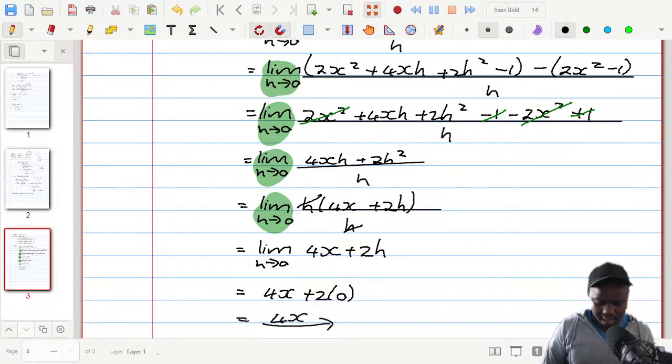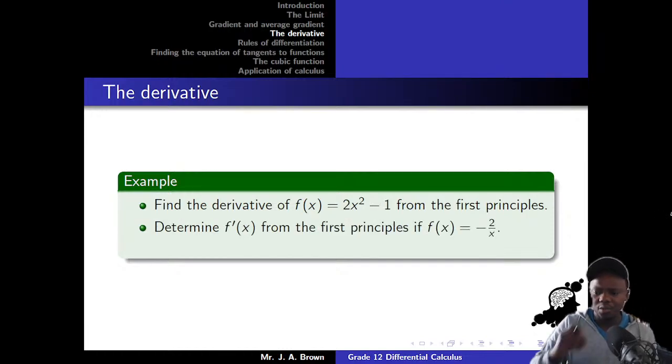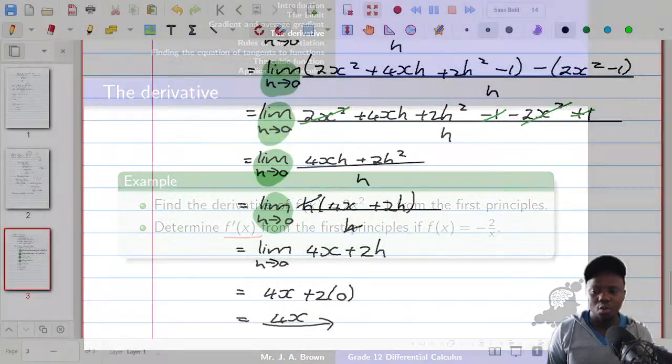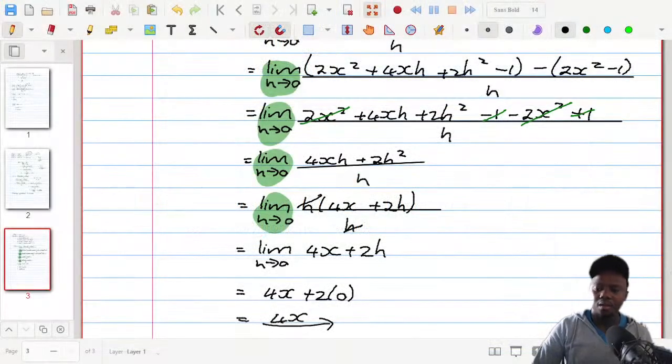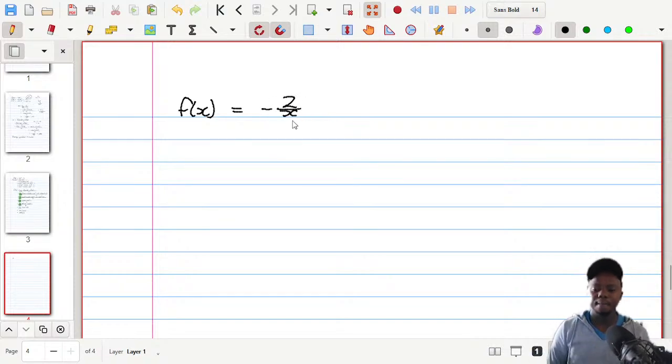Let's go ahead and look at the next question. So the next question says we need to find f prime from the first principles. Now take note that f prime, this is the derivative. Now they say to us f of x equals negative 2 over x. Let's have a look at this one because it is quite interesting. Okay, so first of all, let me put all of this on a new sheet of paper. And our equation f of x equals negative 2 over x.